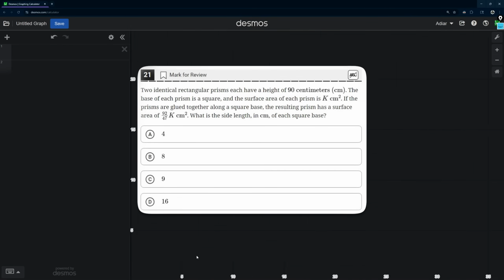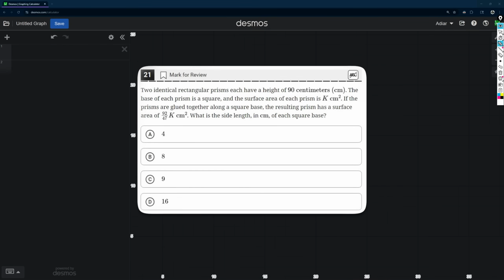So this one is a little bit more of a doozy. It says that 2 identical rectangular prisms each have a height of 90 centimeters. The base of each prism is a square, and the surface area of each prism is k centimeters squared. If the prisms are glued together along a square base, the resulting prism has a surface area of 92 over 47k centimeters squared. What is the side length in centimeters of each square base?